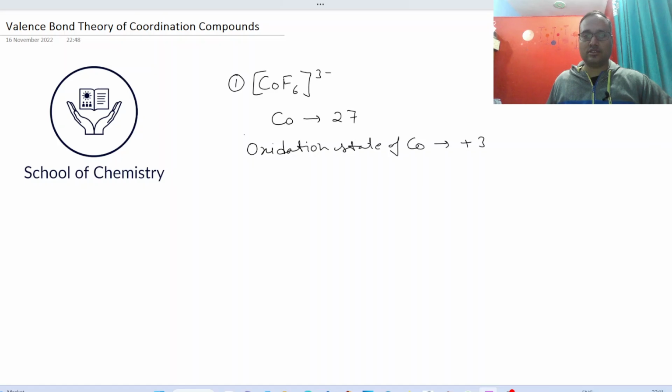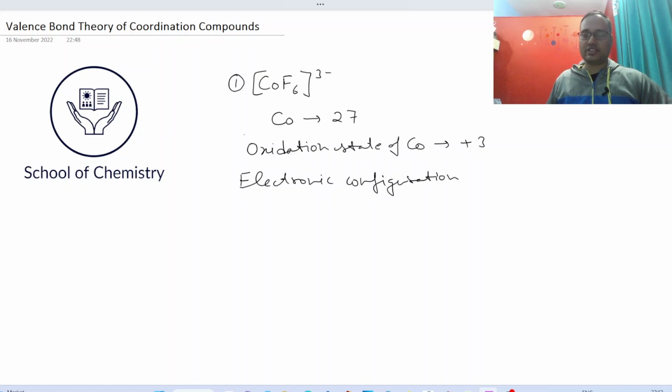Fine. So let me remind you what is the oxidation state. It is a charge left on an atom when all other atoms attached to it have been removed. Fine. So oxidation state comes out to be 3. Now let us write down its electronic configuration.